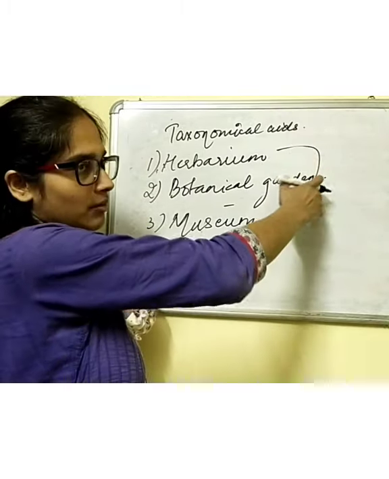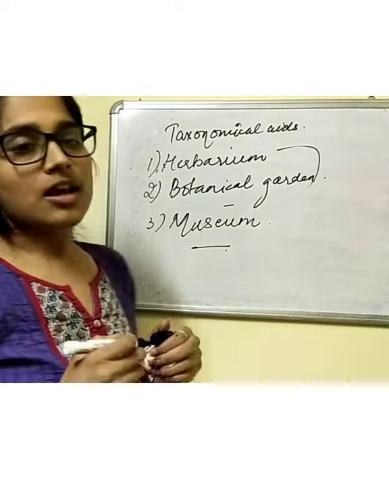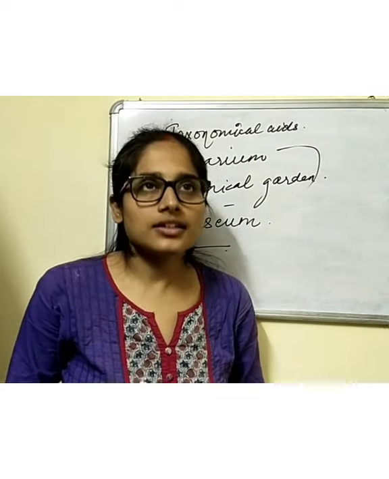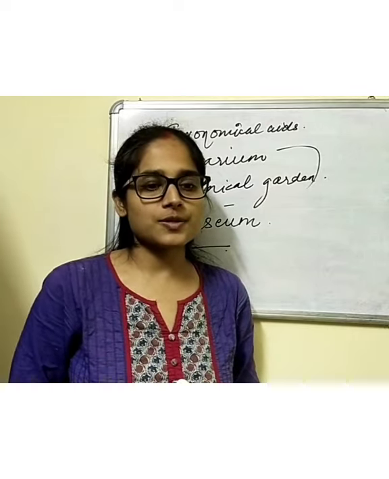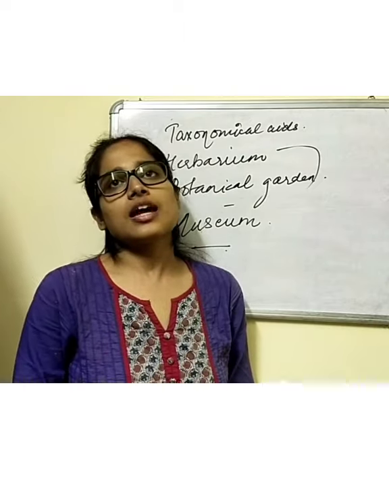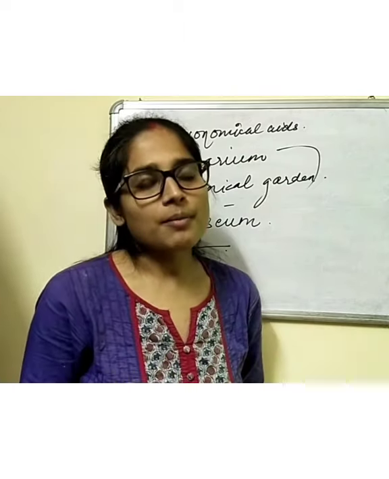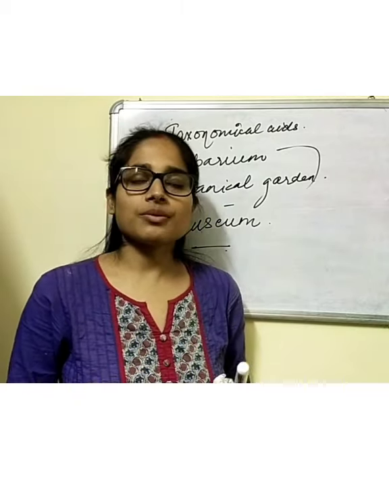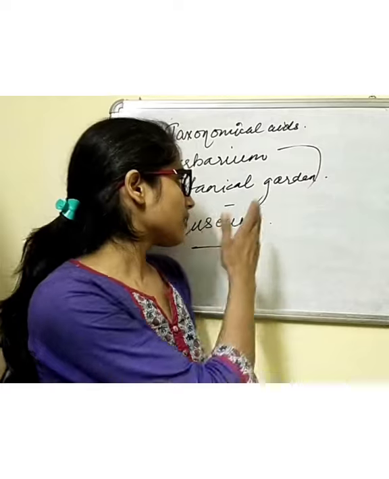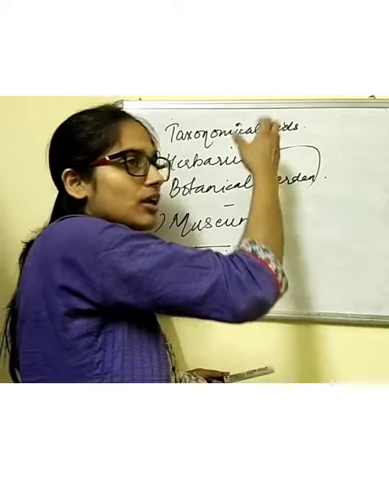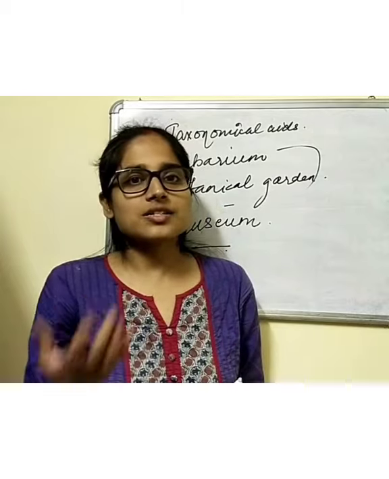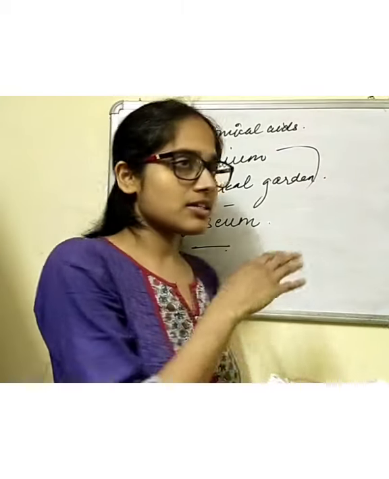So first is herbarium, then we've talked about botanical garden. Now third is museum. So what is a museum? Museums are institutions where artistic and educational plant or animal specimens are preserved, stored, and exhibited to the public. Earlier we discussed herbarium and botanical garden, which are plant specific. They contain only plant specimens, whereas a museum is common for both plant specimens as well as animal specimens, and these are exhibited to the public as well.